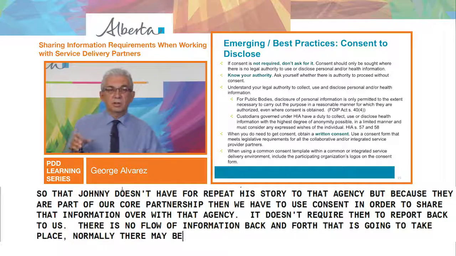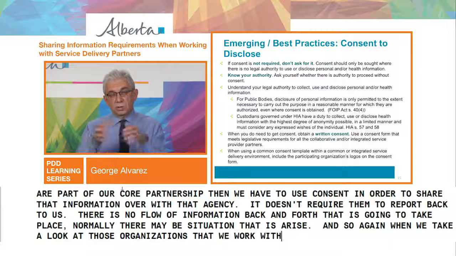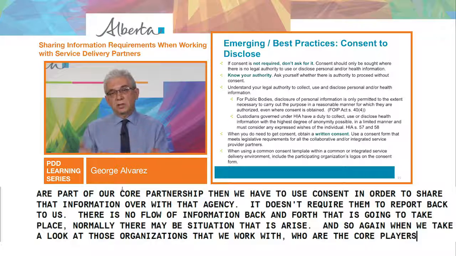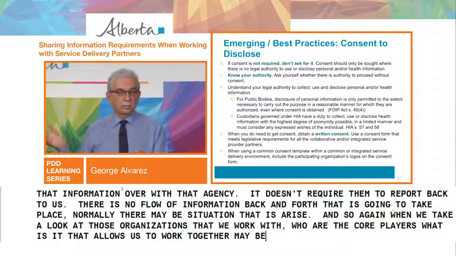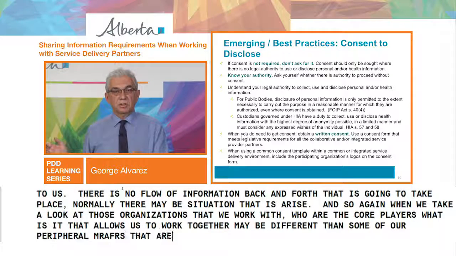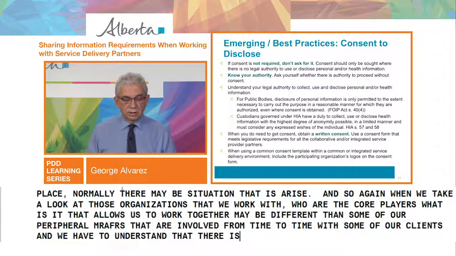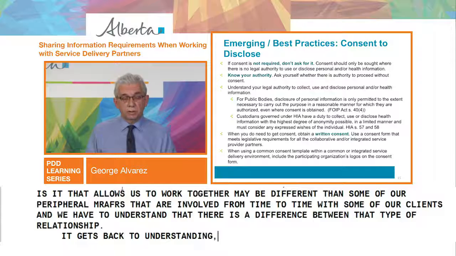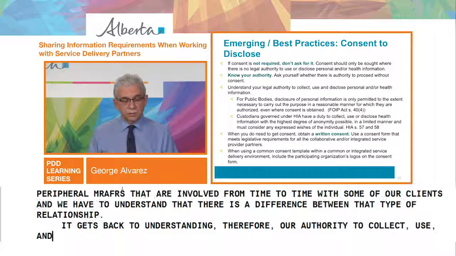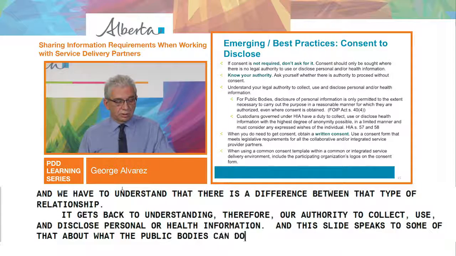And so, again, when we take a look at those organizations that we work with, who are the core players? What is it that allows us to work together? That may be different than some of our peripheral players that are involved from time to time with some of our clients. And we have to understand that there's a difference between that type of relationship. It gets back to understanding, therefore, our authority to collect, use, and disclose personal or health information. And this slide speaks to some of that, about what the public bodies can do and about what custodians can do under the HIA.